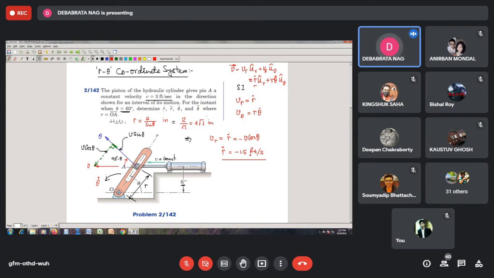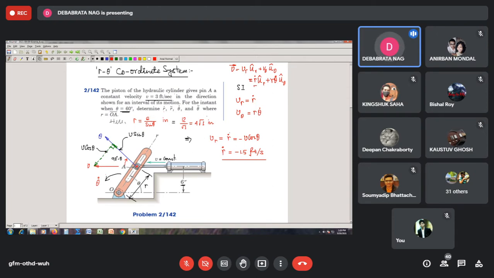So r dot will be the relative velocity and r theta dot will be the observer's velocity, because the observer is standing here, his origin is here, at a distance of r. So this is where the observer is standing, because you are fixing your coordinate system here. So this is your origin. Since you are here, the origin's velocity will be r theta dot. So this will be the observer's velocity.